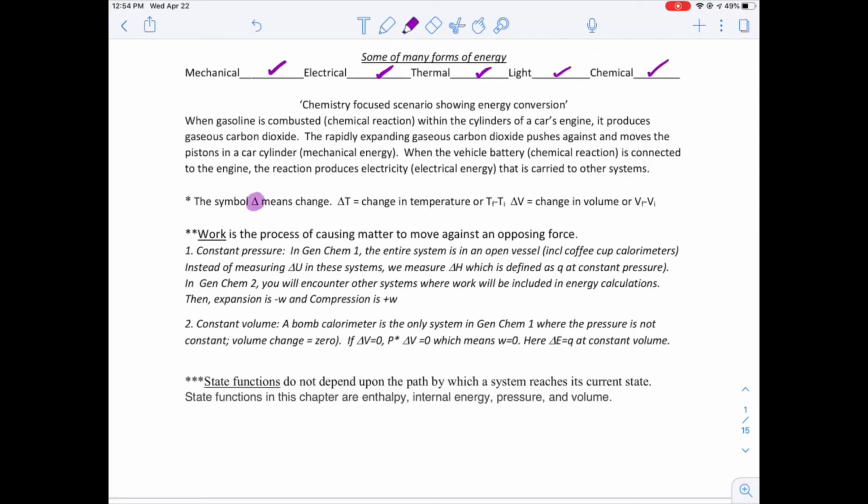Here's a great big reminder. This symbol, delta, means change. So if you have a delta T, that means a change in temperature. It's your final with an F minus your initial with an I. You can also have a change in volume, which again is final volume minus initial volume.